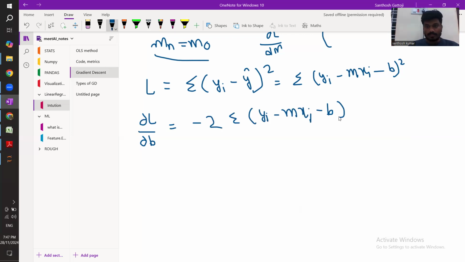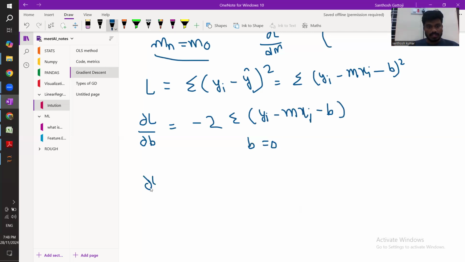Okay, and yes, so internally it will be when you are doing with 0. Yeah. So dou L by dou b is minus 2 into summation of y minus mx plus b. And if you are starting with some random value of b equal to 0, you need to put the value of b over here.